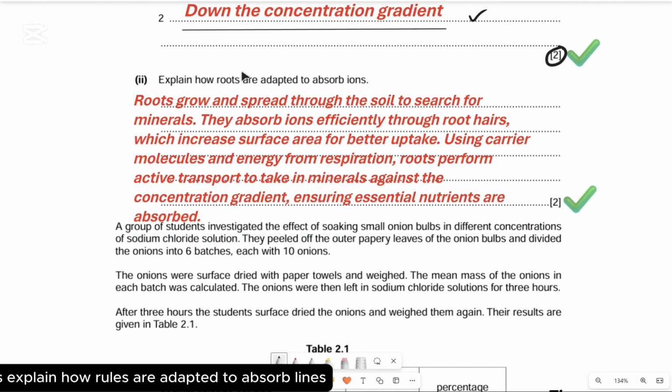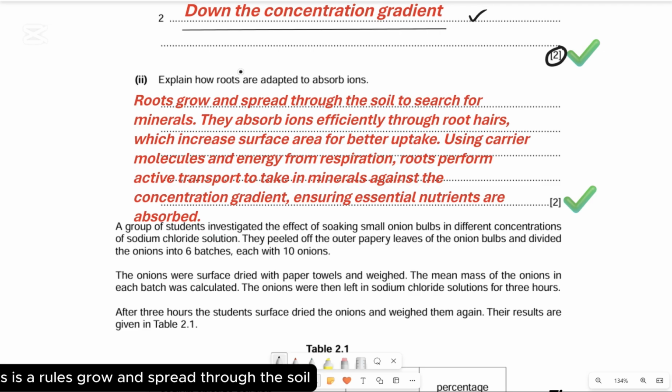Part 2 is explain how roots are adapted to absorb ions. So in this we just need 2 points as it is a 2-mark question. So we can mention 1 point and explain it, or we can mention 2 points and explain them. That's your choice. I preferably go with 2 points and explain them, because if one is wrong, then you're still going to get the mark from the other.